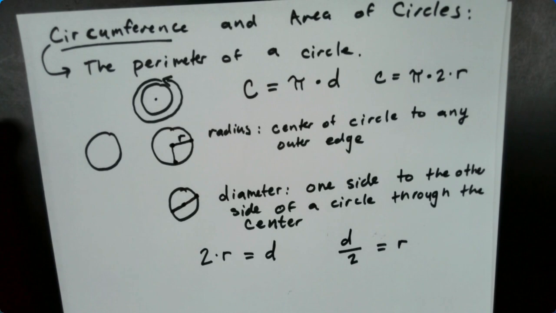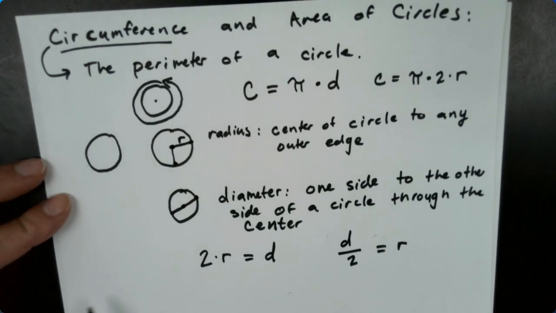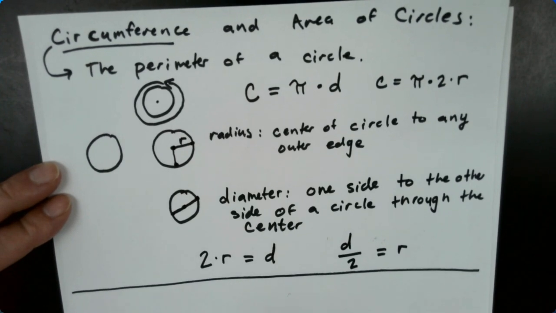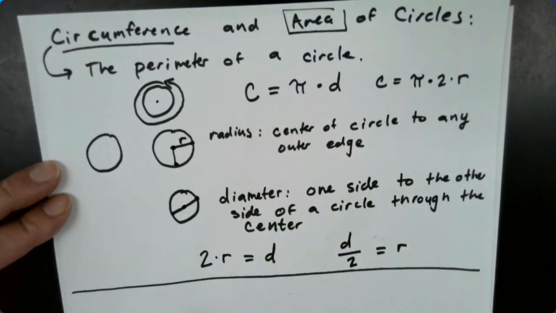Okay, so that's the circumference. Those are things that we need to know for the circumference. The next part we need to talk about is the area. So the area of a circle.